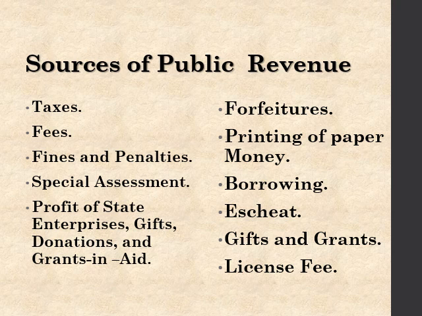Tax revenue is taxation, which is of two types. We'll discuss it in the next slides. And the rest of them, these fines, fees, penalties, special assessment, profit from state enterprises, gifts, donations, grants, sales, borrowing, escheat, license fees, printing paper money and forfeitures, everything comes under non-tax revenue. So children, remember each and every point; we will discuss them in the next slides.